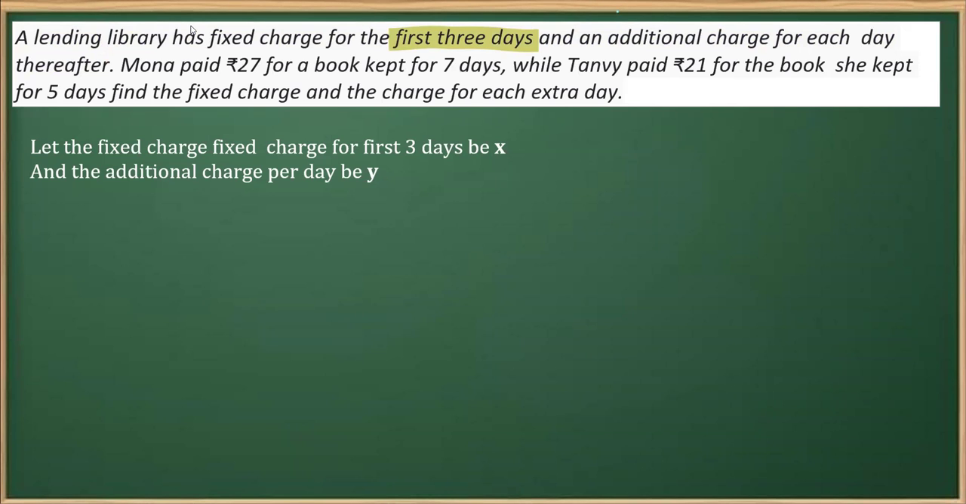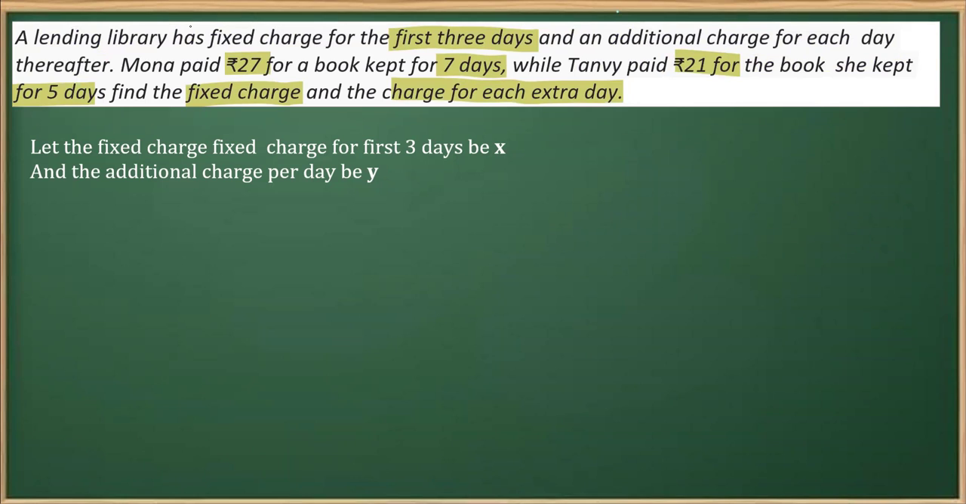And Mona paid 27 rupees for a book that she kept for 7 days, and Tanvi paid 21 rupees for the book she kept for 5 days. We need to find the fixed charge and the extra charge per day. 21 rupees for 5 days.